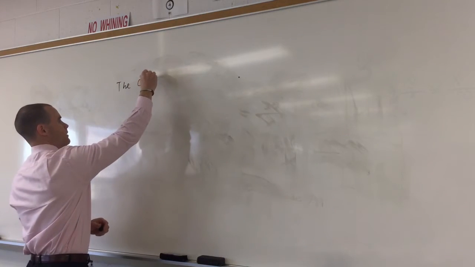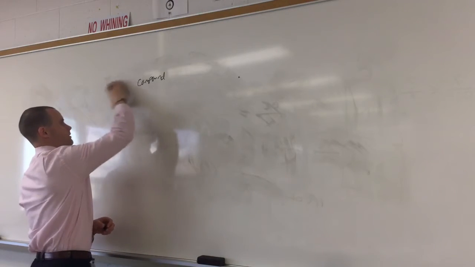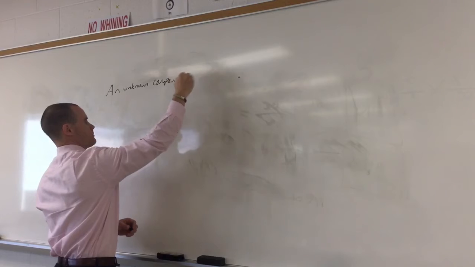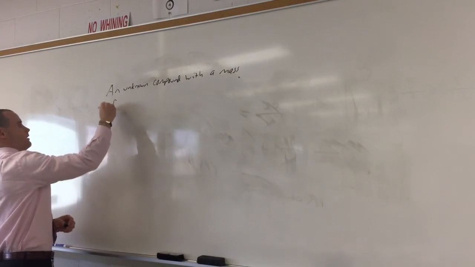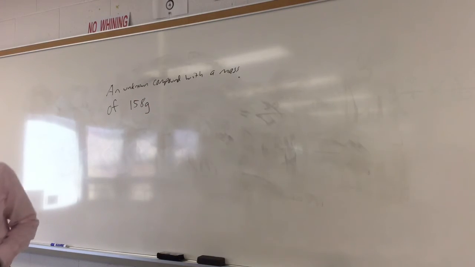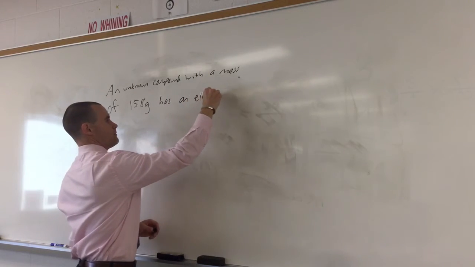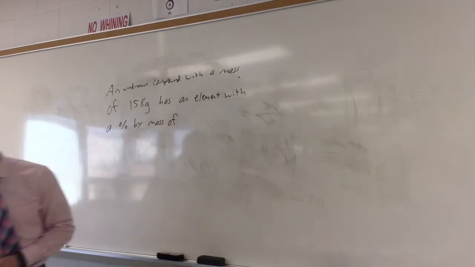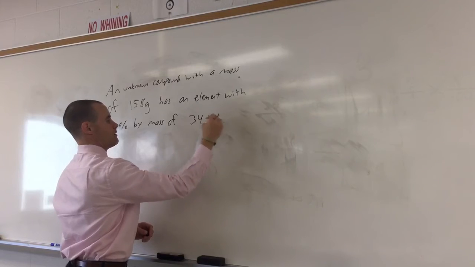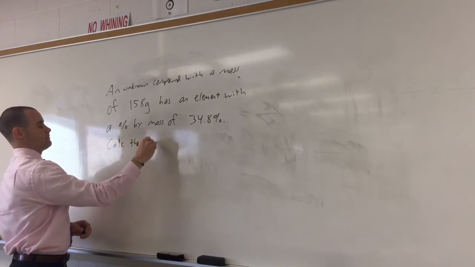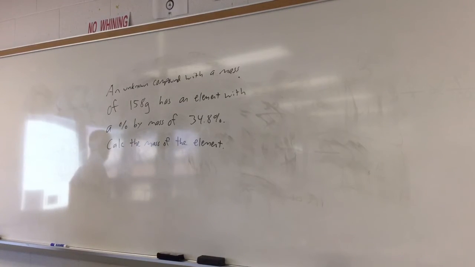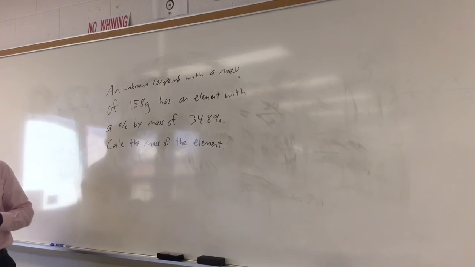An unknown compound with a mass of 158 grams has an element with a percent by mass of 34.8%. Calculate the mass of that element. I should probably change that to contains, a more scientific word. An unknown compound with a mass of 158 grams contains an element with a percent by mass of 34.8%. Calculate the mass of the element.